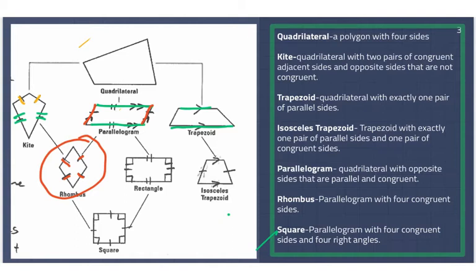I always used to say when I taught 5th grade that a rhombus is like a square that got hit by a bus. It kind of got squished over. So it has four sides that are equal, but it doesn't have those four right angles.